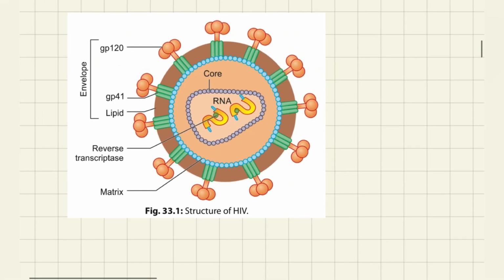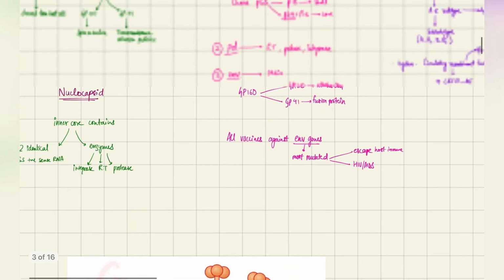This can be seen in the diagram. This is the envelope, and this envelope has a lipid portion and a protein portion. The protein portion involves the GP120 spike, and the transmembrane adhesion pedicle, made of the GP41 protein. So this is the lipid and the protein making the envelope.